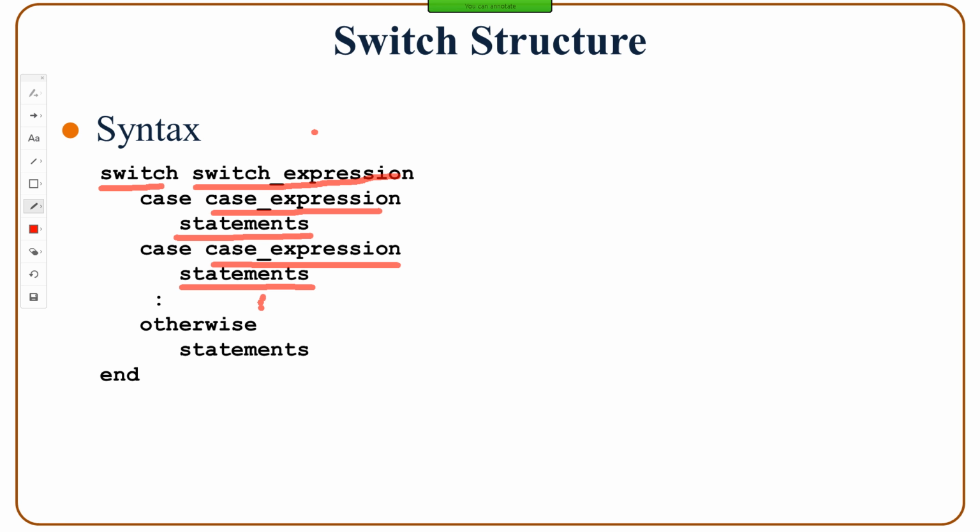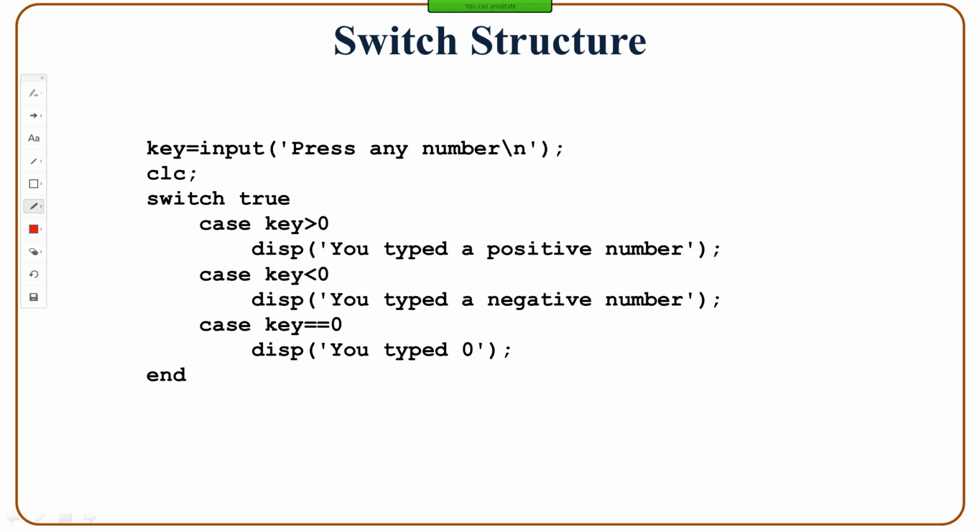The input function asks the user to type some numbers. The number is stored in key, and then clc clears the screen, and then you have the switch structure. Switch compares true to key greater than 0. So it checks if key greater than 0 is true or not, right? If it's true, then display this message: you typed a positive number. If key less than 0 is true, then display something else. And if key is equal to 0, then display you typed 0.